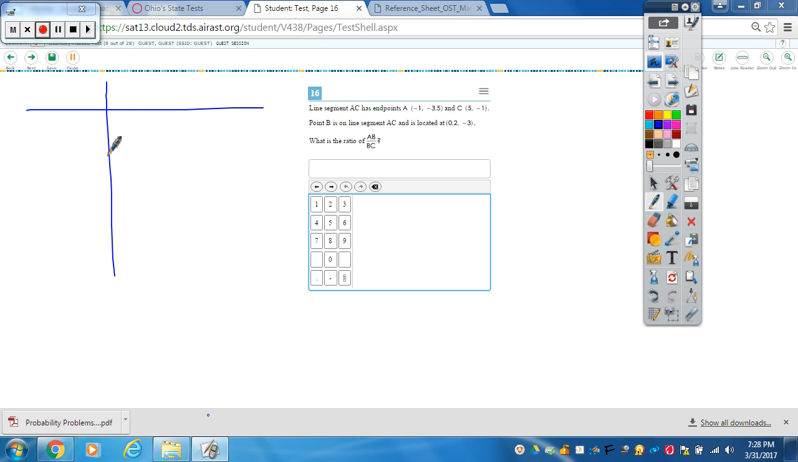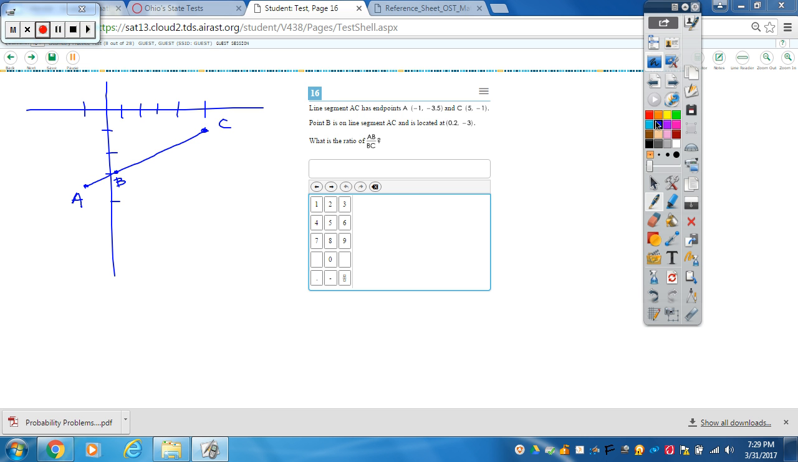We have 5, negative 1. So there's point C. Point A is at negative 1, negative 3.5. So we're looking right in there. That's point A. Now the question is, point B is on the segment AC and is located at 0.2, negative 3. So we're down in there. That's point B. And we want to know the ratio of AB to AC.